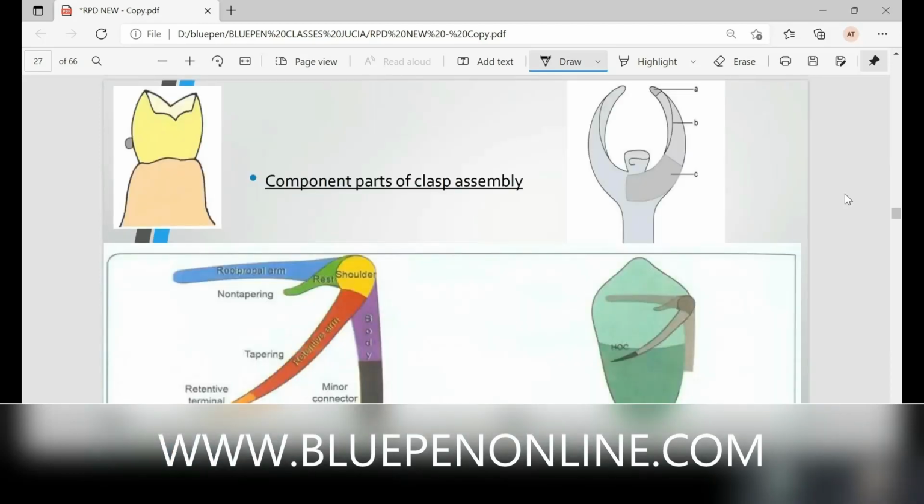Now when you talk about this, the clasp has these many components, as you can see on your screen. Starting from a rest, you have a rest, you have a shoulder, you have a body, then it is connected to the minor connector, then you have a retentive arm, then there is a retentive terminal, then you have a reciprocal arm. These are all the component parts of your clasp assembly. This is another picture which is showing that. These are the important components of your clasp assembly, starting from the rest.